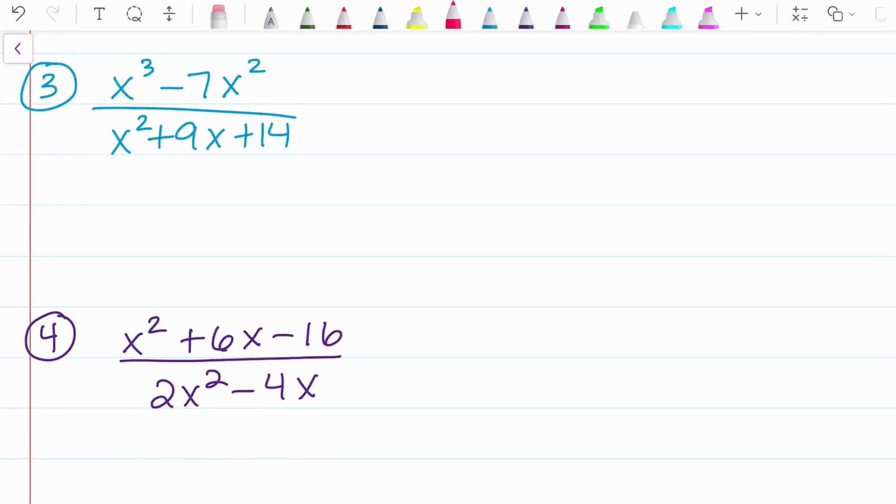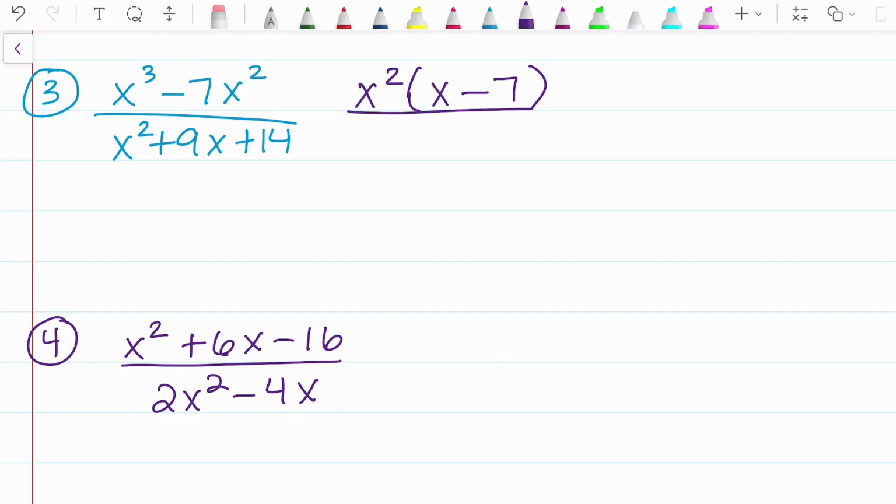All right, number 3, I'm going to factor out an x squared in the numerator because they both have at least x to the second power, leaving me with just an x in the first place because x squared times x is x to the third, and leaving me with a minus 7 in the second spot. Then I'm going to try to factor the bottom. I need it to multiply to be 14 and add to be 9. So that would be x plus 2 and x plus 7, because 2 times 7 is 14 and 2 plus 7 is 9.